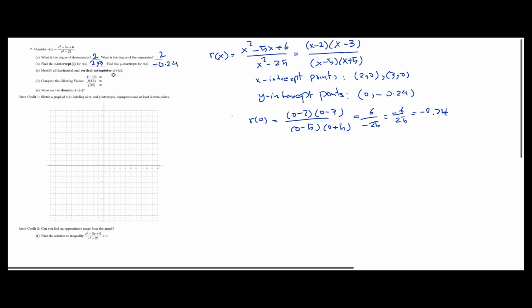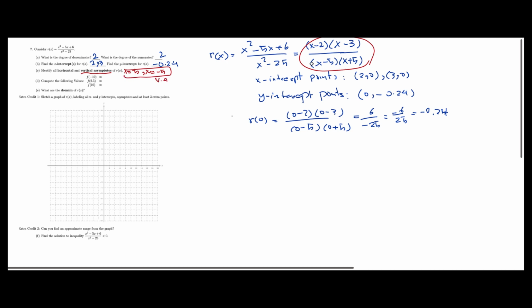Identify all horizontal and vertical asymptotes. So for vertical asymptotes, I need to look at the most simplified form. That's why we simplified them. In this case, we didn't have to, but we want the most simplified form to find the factors of the denominator and set them equal to 0, anything that makes the denominator equal to 0. So in here, I get x equals 5 and x equals negative 5. These are the vertical asymptotes.